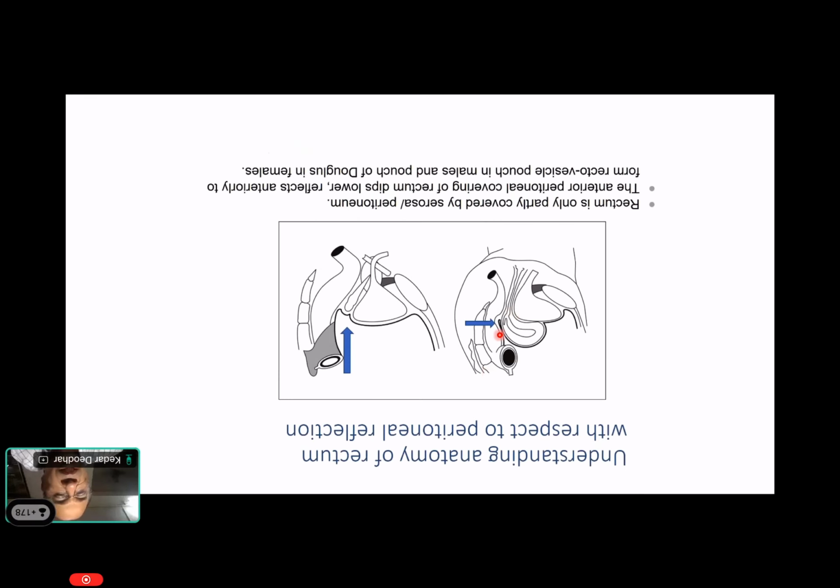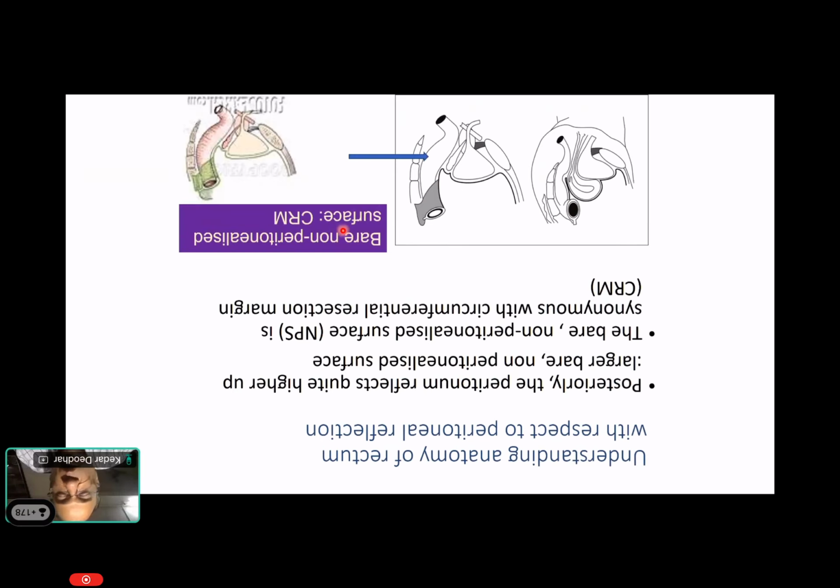So rectum, this is actually the peritoneal fold in the rectum, which is anteriorly, which is lower down compared to the posterior aspect. So what we look at, the bare or non-peritonealized area or peritoneal surface, we call it CRM, or circumferential resection margin. The experts in the field for the last 15 years have realized that complete excision of the TME, or total mesorectal excision, is important for overall prognosis and overall survival. And CRM involvement not only requires adjuvant therapy, but it also directly reduces the overall survival. So assessment of CRM, especially in the rectum posterior part, is actually crucial.